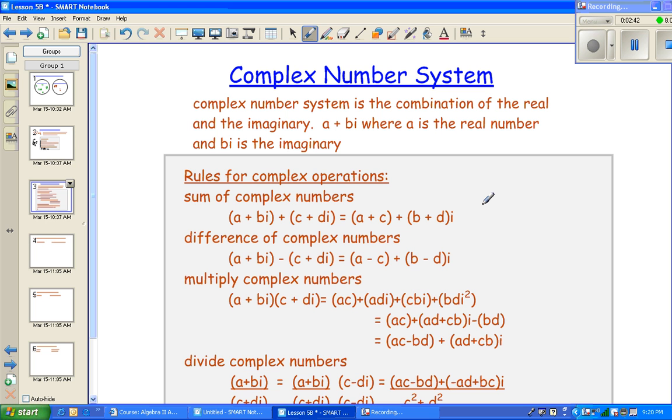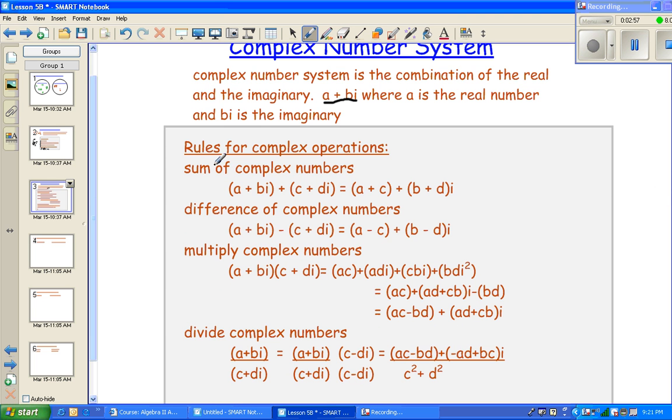Now the complex number system is a combination of the real system with the imaginary. We always write it as a plus bi. Notice the a is the real number part, the bi is the part that contains the imaginary. And we can do all kinds of mathematical operations within the complex number system. You can add, subtract, multiply, divide.